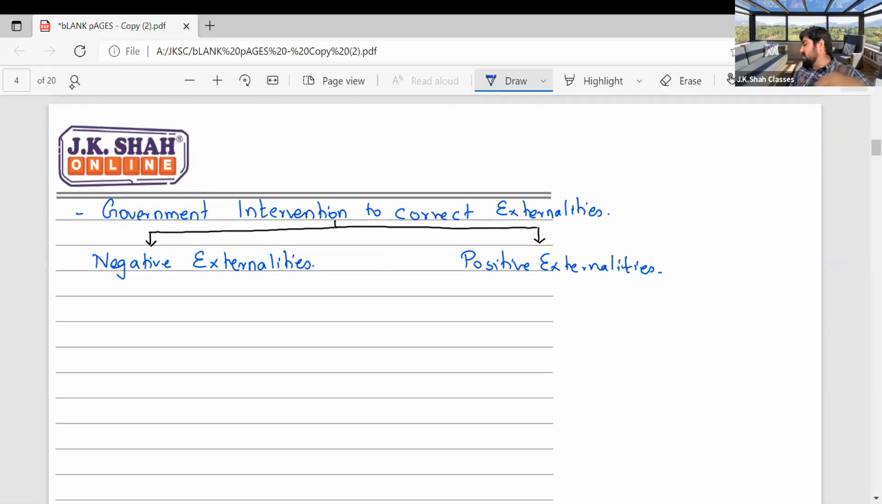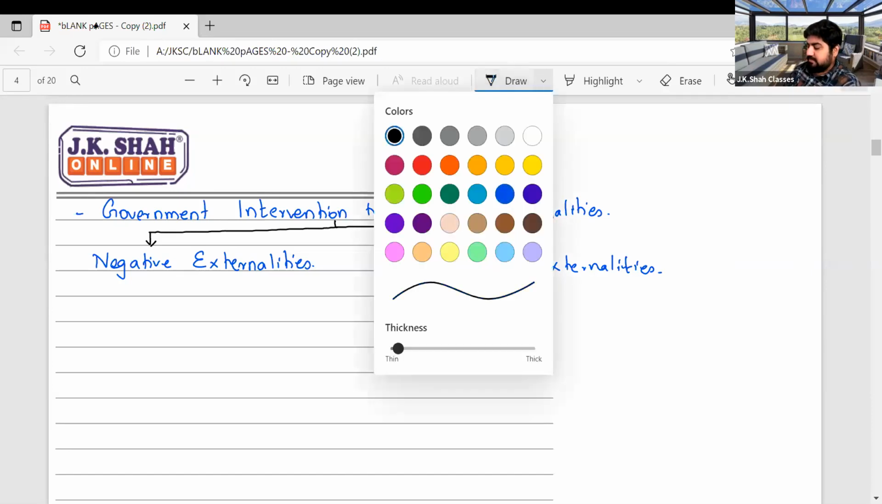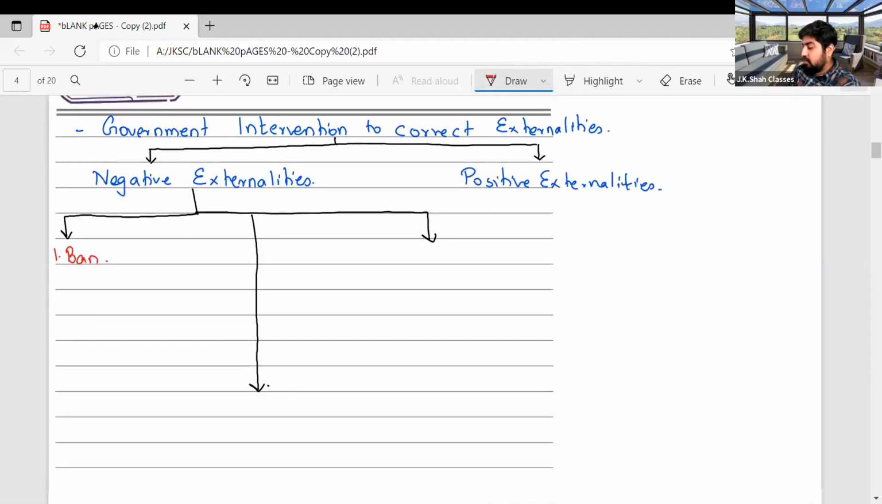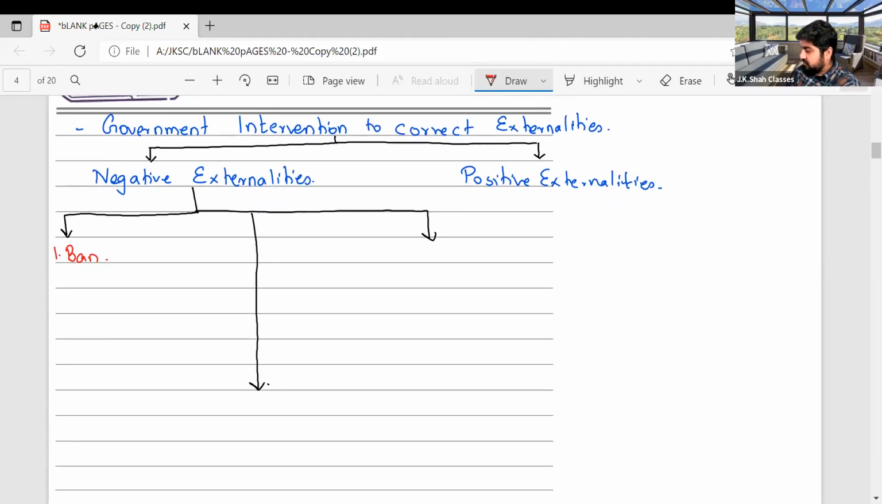Now, when we talk about externalities here, how is government going to react in case of negative externalities? Let's talk about that. So in case of negative externalities, there are three different cases that government can adopt. Number one is ban, prohibition, or restriction.